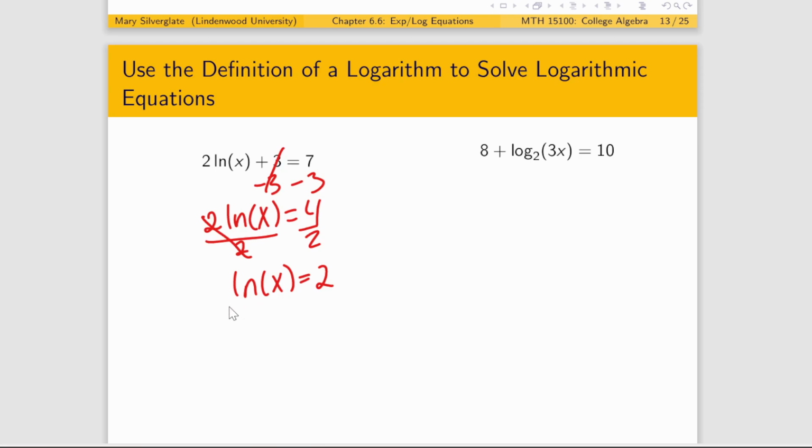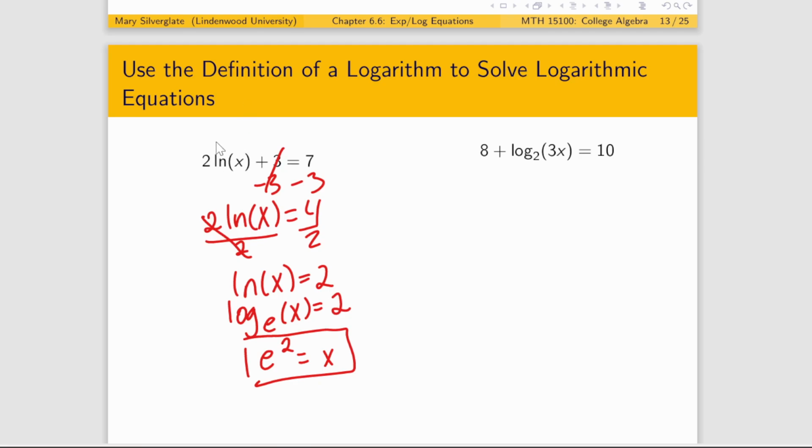And to help keep me straight with the definition of a log, I may just rewrite that I know natural log as log base e. And now I'm ready to say that we have the same base, so the output is equal to the input. So natural log of x is equal to 2 is the same as e squared is equal to x, which is actually technically just a final answer. You also could plug this into a calculator to get its decimal approximation, but that's it.